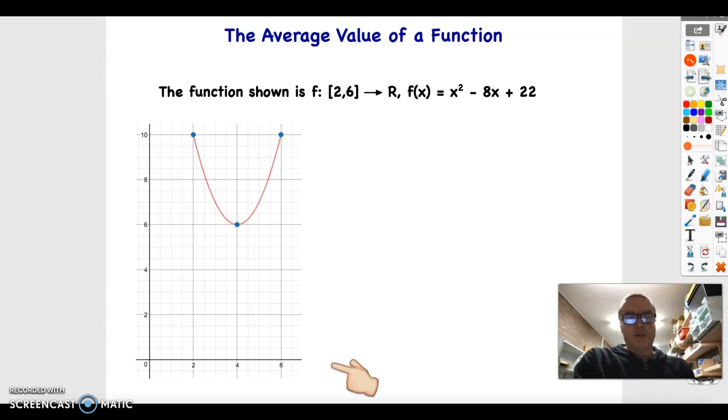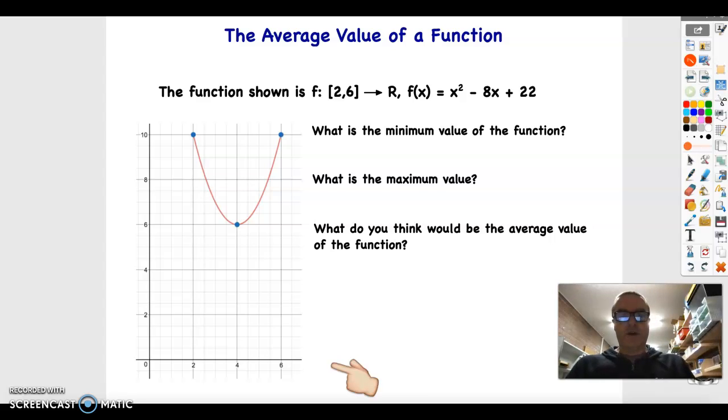I'm going to use this particular example. Let's say we've got a function, it's another parabola, but I'm interested in the average value of the function for the part of the graph that is shown. So we can see here we've got the function from x equals 2 to x equals 6.